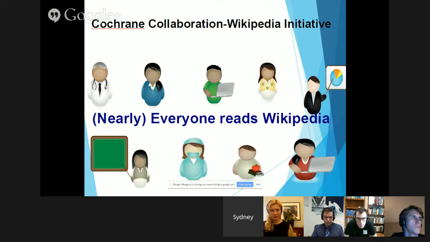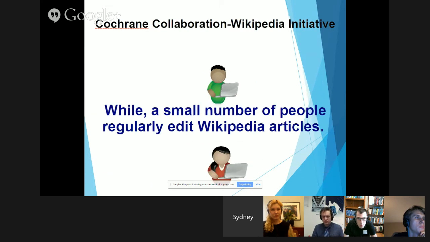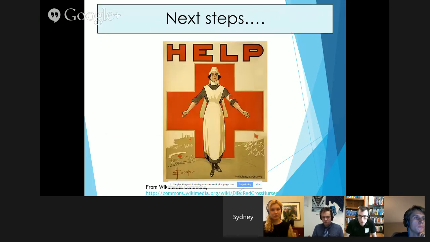The reason for this is because, as James pointed out, nearly everyone reads Wikipedia, including many medical people, while there's really a small number of people who regularly edit Wikipedia articles. So Wikipedians who edit the medical articles begin working together in projects, one of which is WikiProject Medicine on English Wikipedia, and there are perhaps a dozen other wiki projects around the topic of medicine on different wikis in different languages.